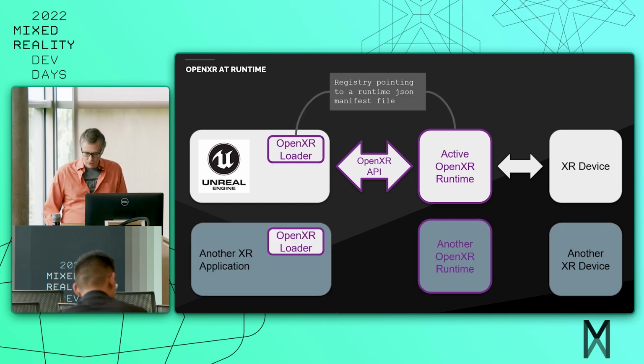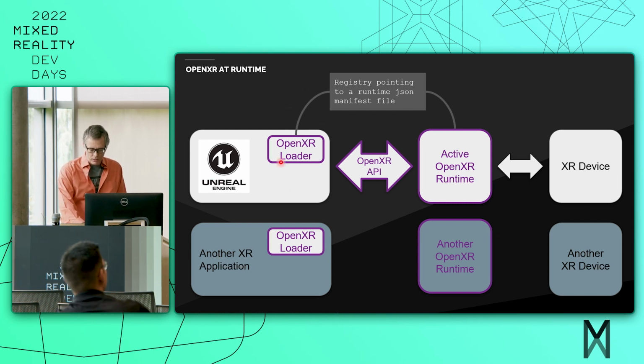Let's look at how we're handling that. We'll start with the application. The application uses an OpenXR loader to select the runtime that it should use. On a Windows desktop, the default loader just has a registry setting. So there's a registry setting that says which runtime is active. And if you try to connect to OpenXR, you will connect to that one.